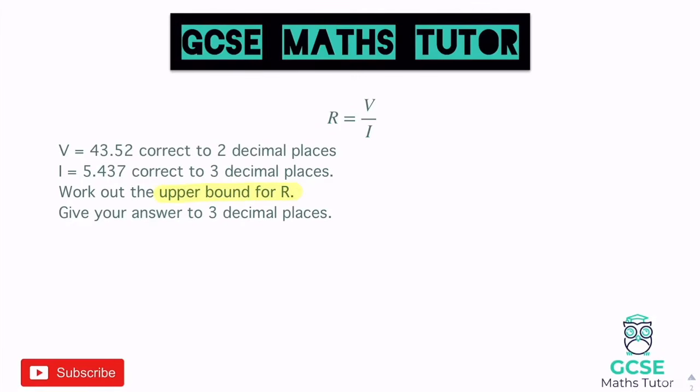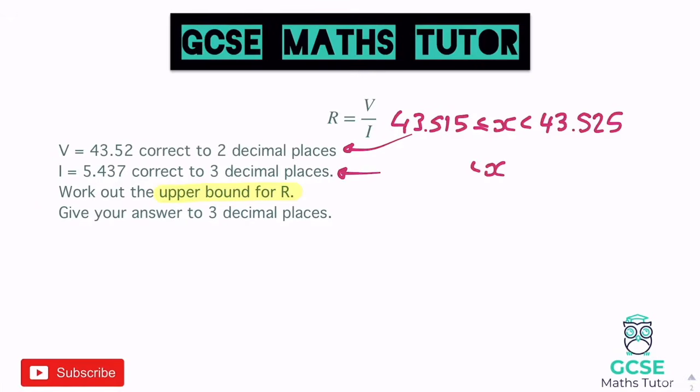Now, first things first, we've seen the words rounded to 2 decimal places, so we'll write down our error intervals. And again, you can put the number in the middle here, but I just tend to write the letter X, and I've just got into the habit of doing it. So for the upper bound, we get 43.52 and stick a 5 on the end. And then for the lower bound, we get 43.5, drop it down to a 1, and again, stick a 5 on the end. And then for our other number that's been rounded, let's write our error interval for that.